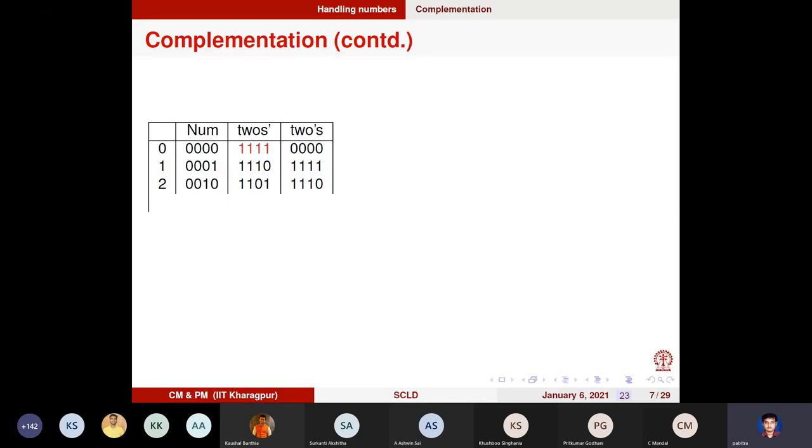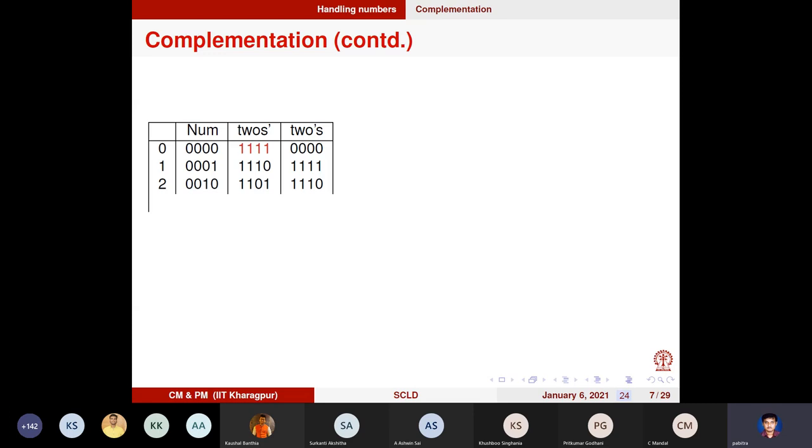The advantages I am soon explaining. The advantage is you no longer have two different representations of plus 0 and minus 0. You have a single representation. So if you have an 8-bit number available, the 8th bit is still reserved for the sign. Sign is still 1 for negative, 0 for positive, but the remaining bits you can use for magnitude. But the range of numbers you can represent is minus 127 to plus 128. There is only one representation.